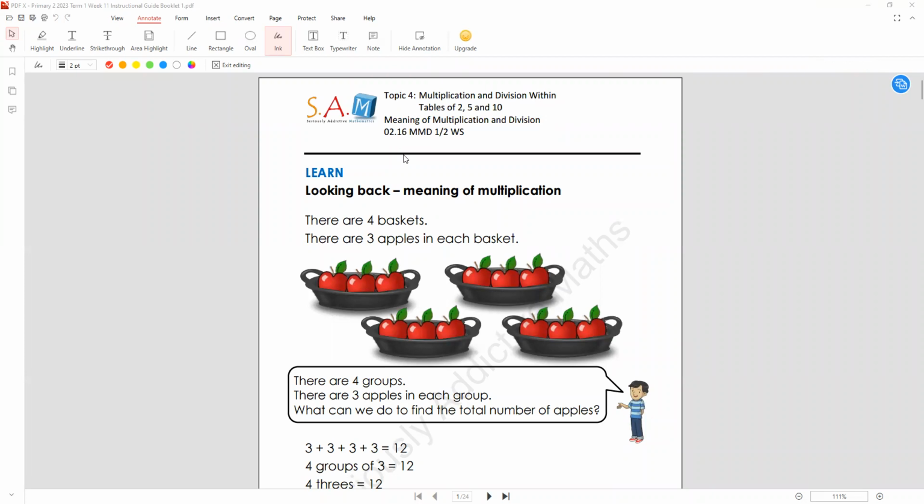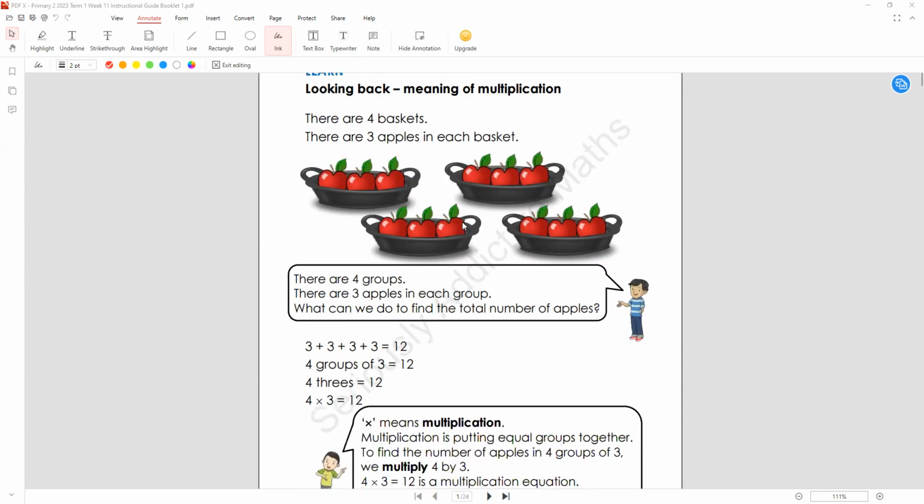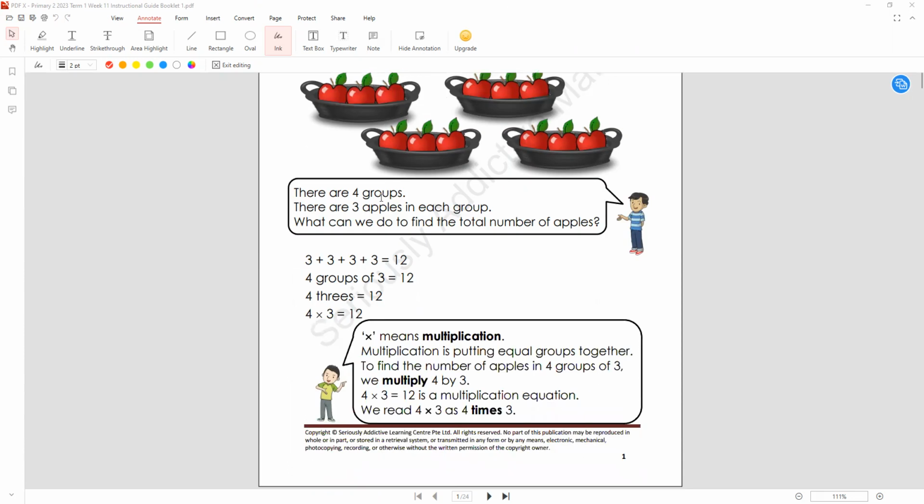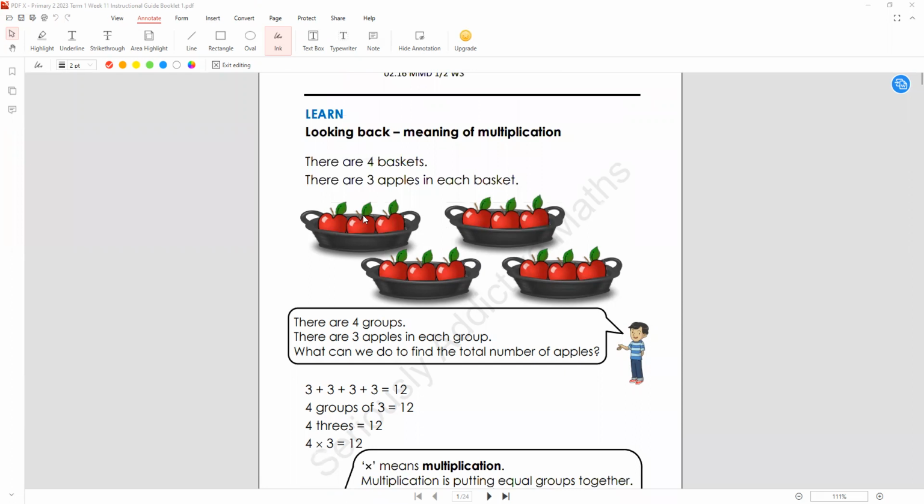For booklet 1, we are looking at multiplication, looking back at what they learned in primary 1. At this point, they're still learning multiplication in terms of groupings. The question here: there are 4 baskets and there are 3 apples in each basket. So that means 4 groups of 3.